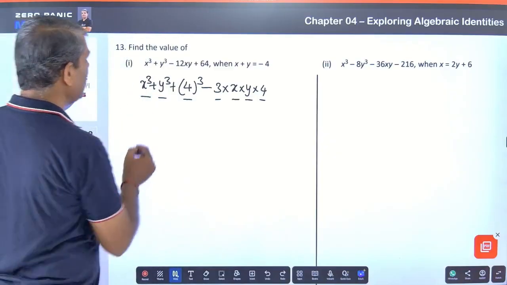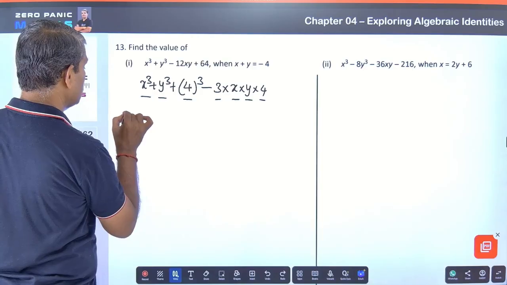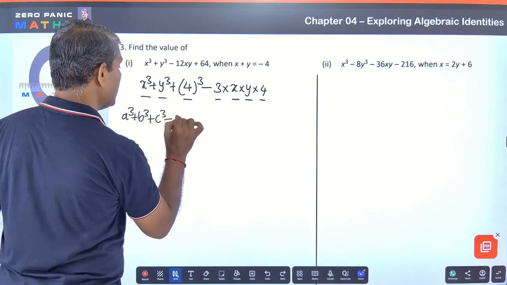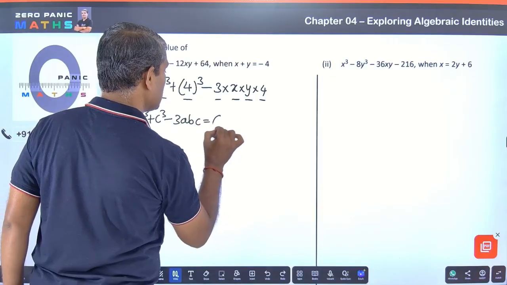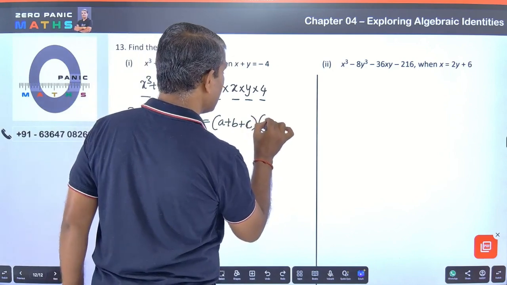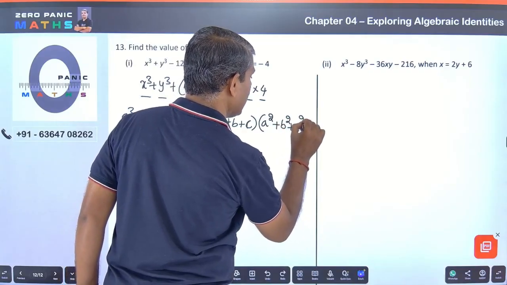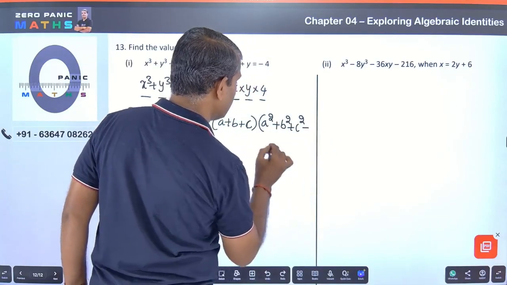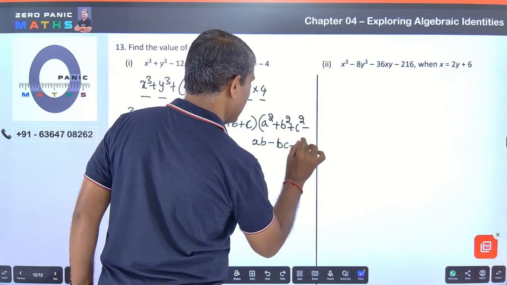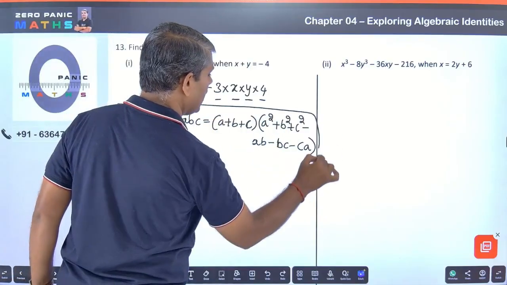So what is this formula about? We have just used this formula: a cube plus b cube plus c cube minus 3abc is equal to a plus b plus c, into another bracket, a square plus b square plus c square minus ab minus bc minus ca. This is the identity that we are using here.